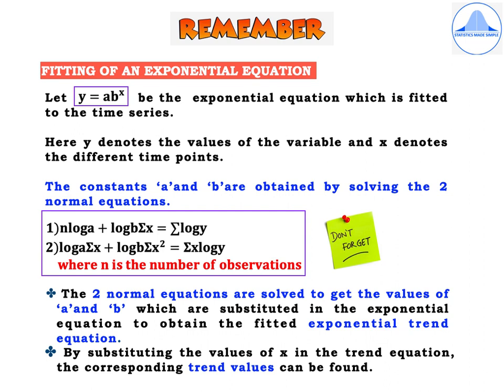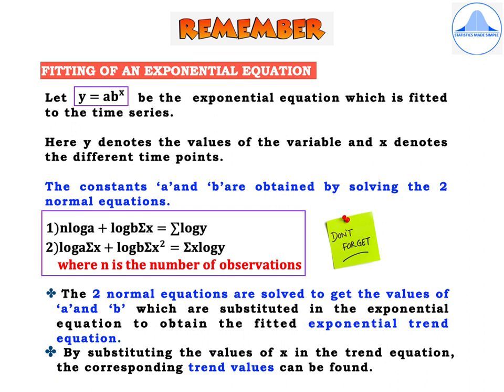Now there are two constants a and b, and hence we will require two normal equations to obtain their values. The first normal equation is n log a plus log b summation x is equal to summation log y, and the second one is log a summation x plus log b summation x square is equal to summation x log y, where n is the number of observations. So these two normal equations are important, and practice them so that you remember it.